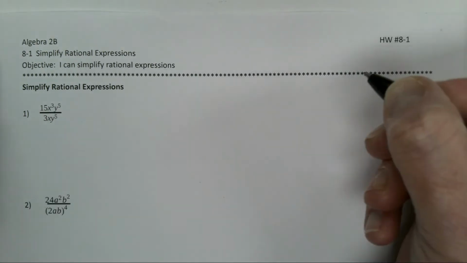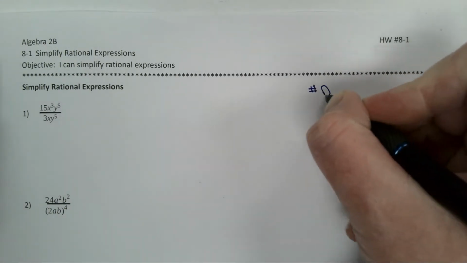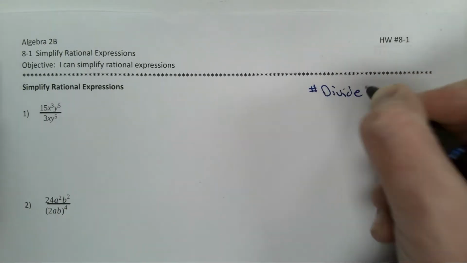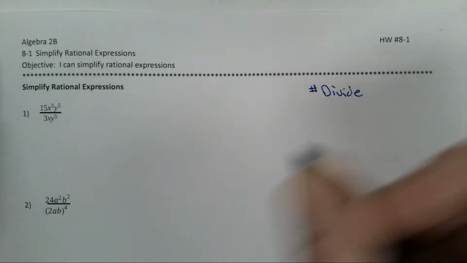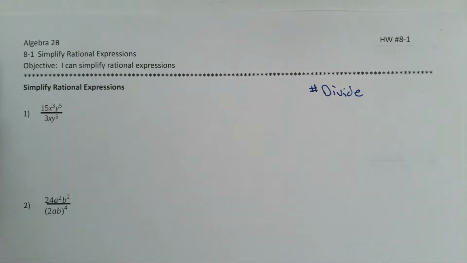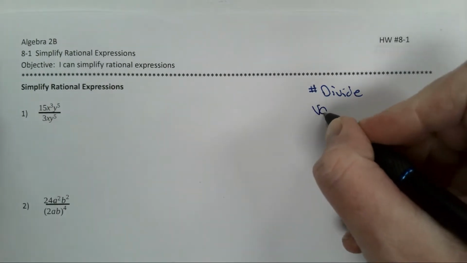Algebra 2, we're going to simplify rational expressions today. So we're going to start off with some review. These are called monomials. So we just got done doing this type of a section. So what you need to know is that your numbers divide to simplify, and then when you're dividing variables, you subtract their exponent.